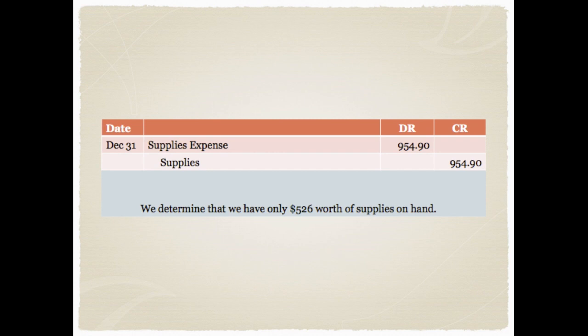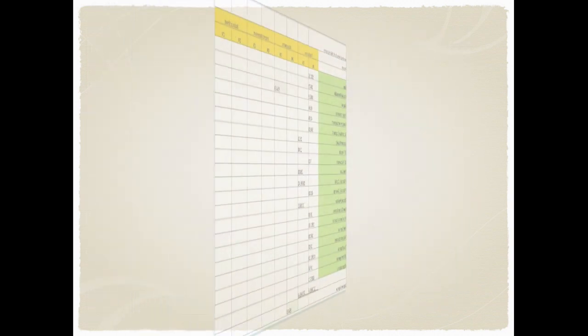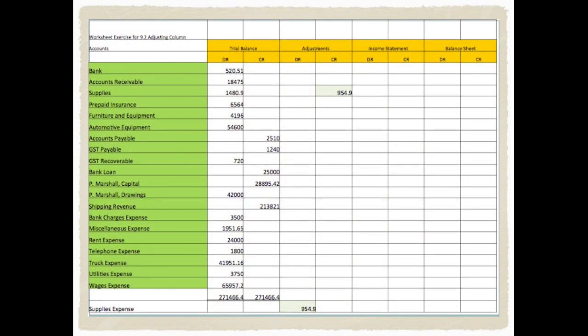So we have to debit that because we used it up and it becomes an expense, and we have to credit our supplies because we don't have that many supplies anymore. So now we determine that we only have $526 worth of supplies on hand. So what we're going to do is go to the 8-column worksheet and credit how much of the supplies we have used. That means we credit in the adjustment columns in the supplies row, and we credit $954.90 since we used up that much.